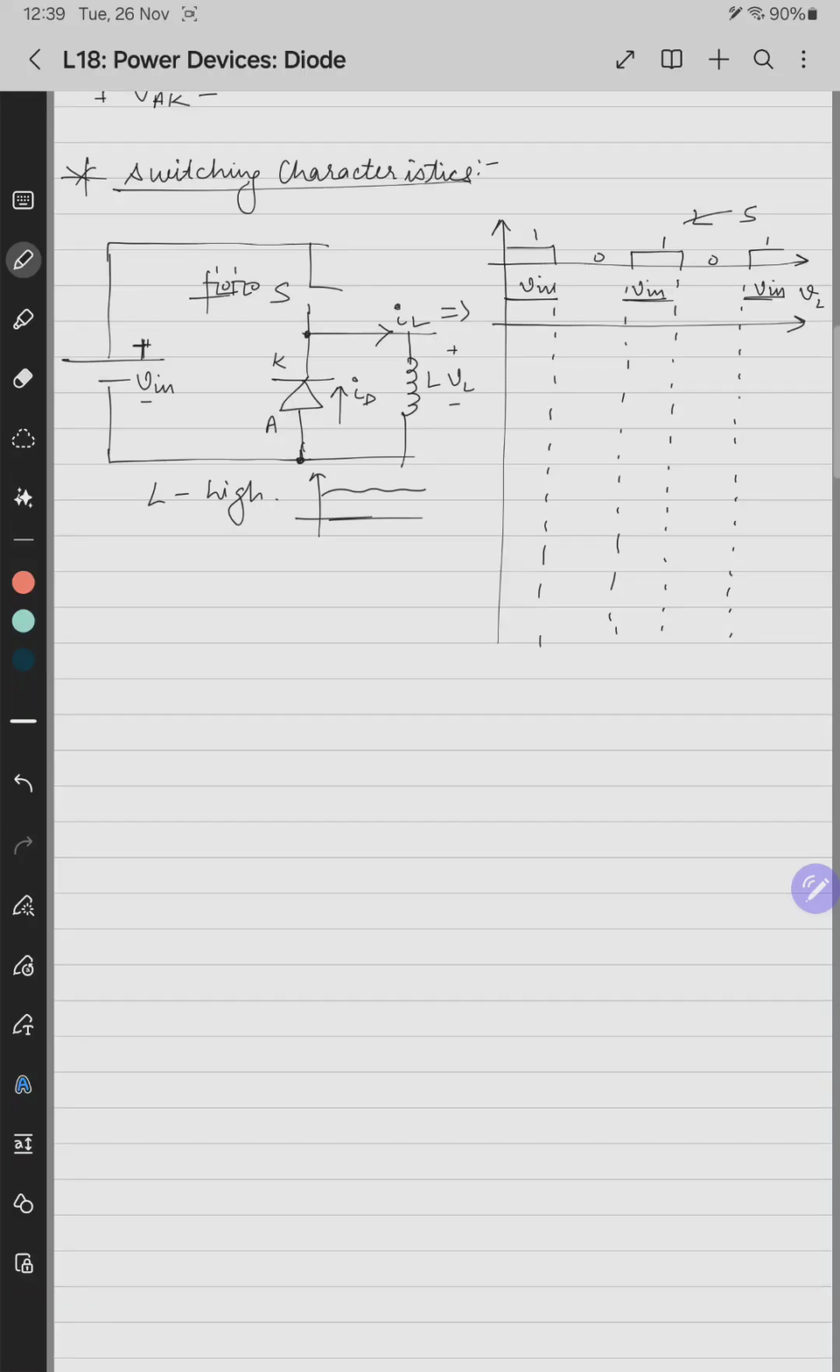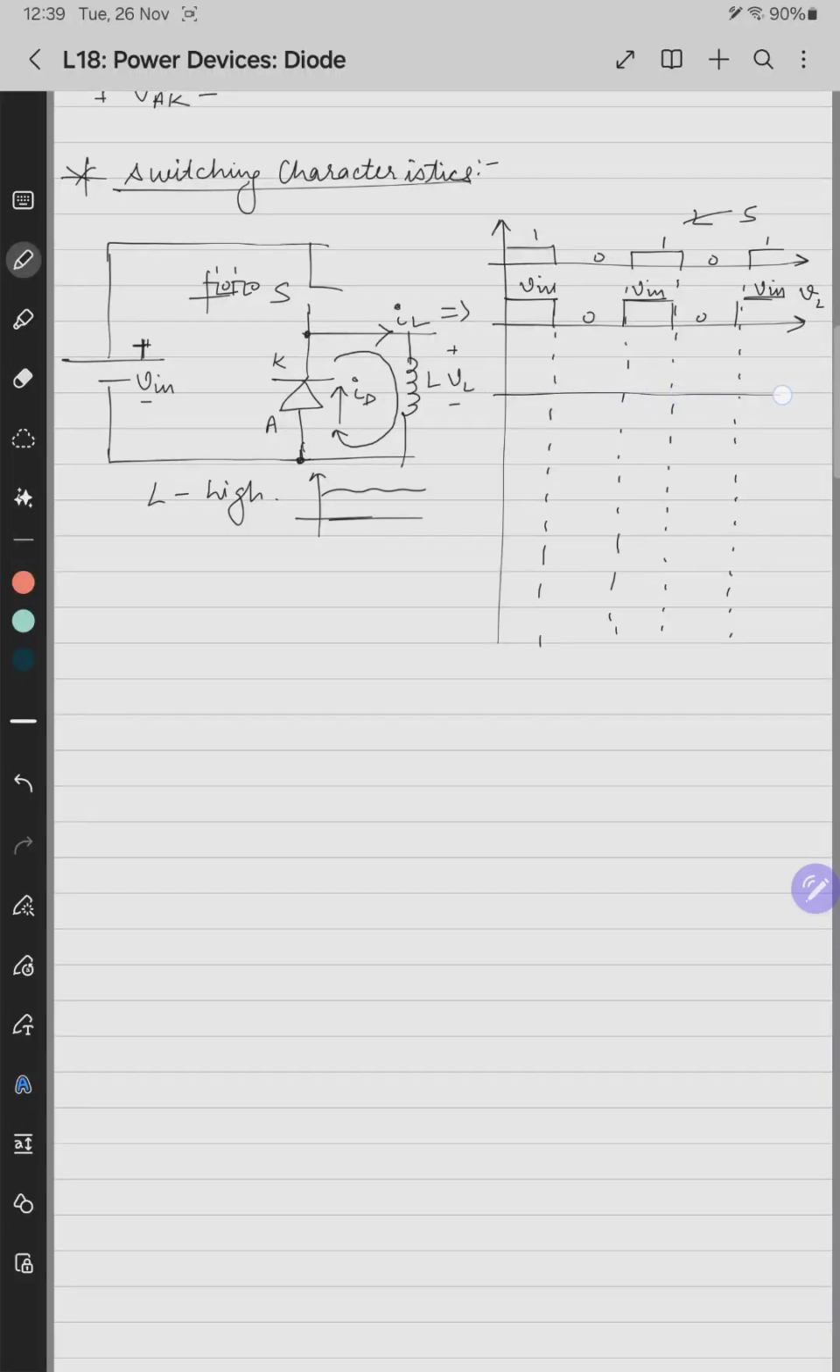So what happens, the current IL will be forced to flow like this, and thus ID equals IL, and the diode will be forward biased. If the diode is forward biased, the voltage across it is 0, and the diode current equals the inductor current. So voltage across diode equals voltage across inductor, so it will be 0, 0 like this. So VL we have drawn.